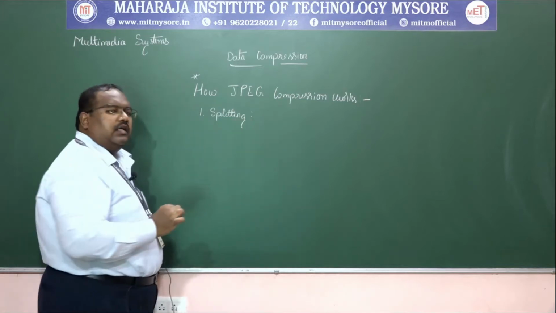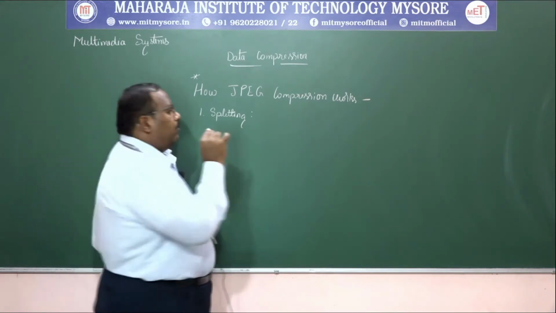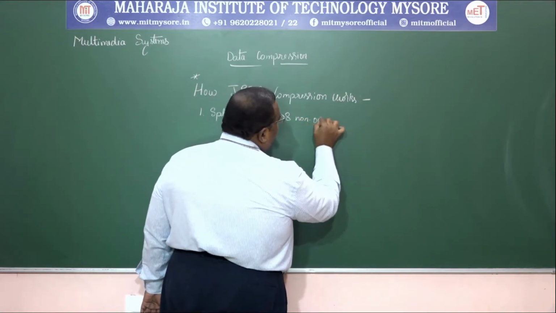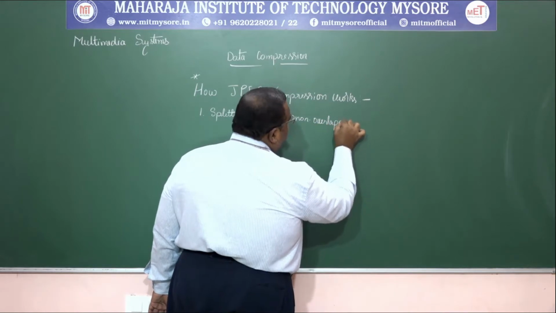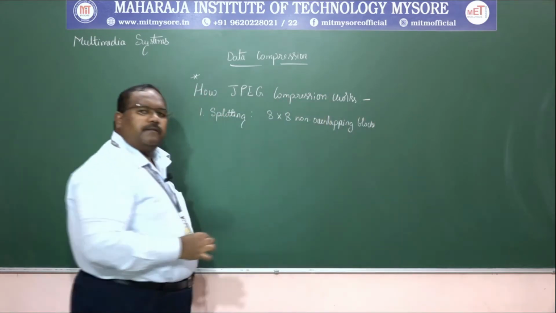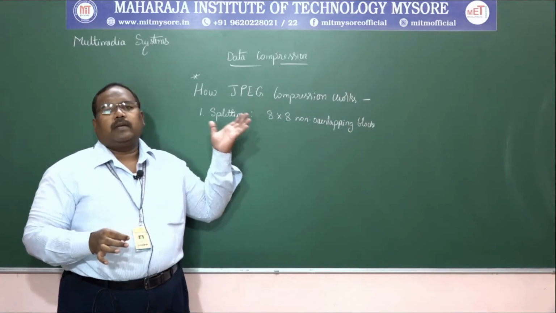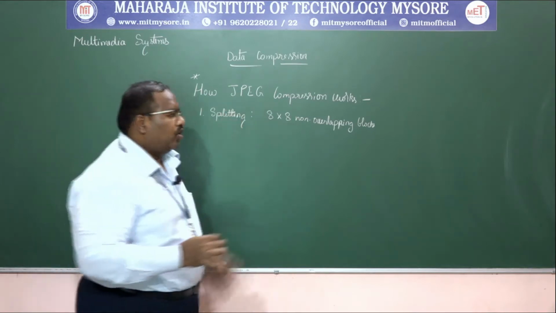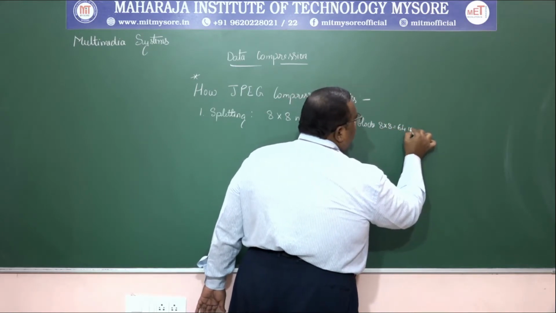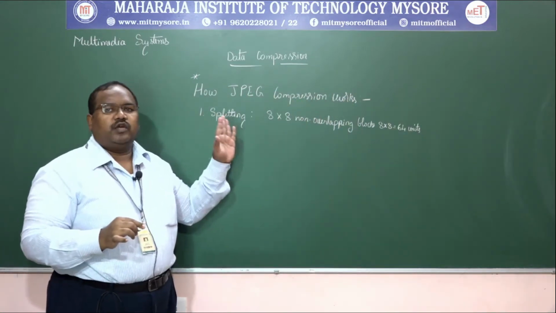So what do we do in splitting? In splitting, the image is split into 8 cross 8 non-overlapping blocks. Means the given image has to be split into 8 cross 8 non-overlapping blocks, so it should consist of 8 into 8, that is 64 units. Let us look into it.